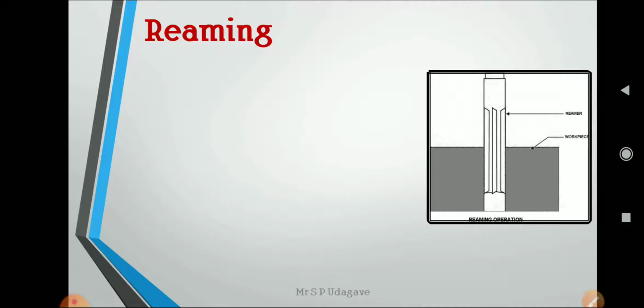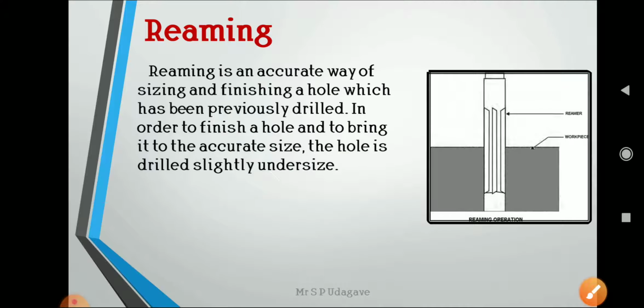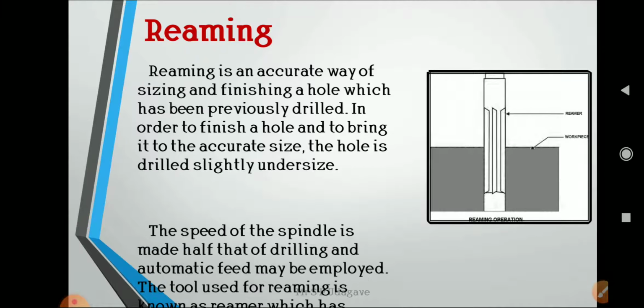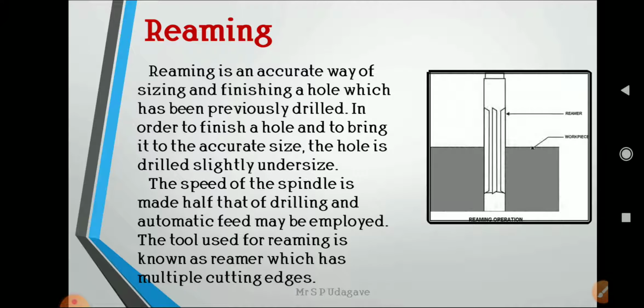The next operation is the reaming operation. Reaming is an accurate way of sizing and finishing a hole which has been previously drilled. In order to finish a hole and bring it to the accurate size, the hole is drilled slightly undersize. The speed of the spindle is made half that of the drilling operation, and automatic feed may be employed. The tool used for reaming is known as a reamer, which has multiple cutting edges.